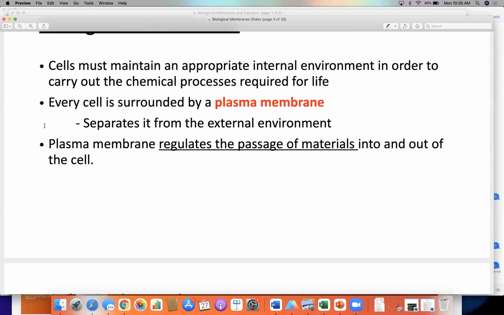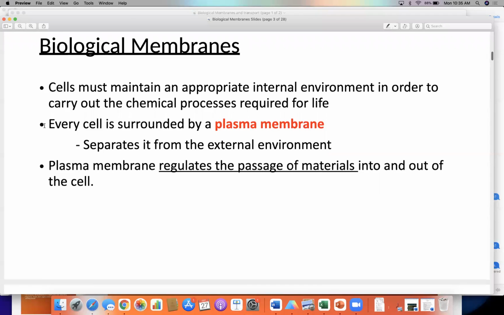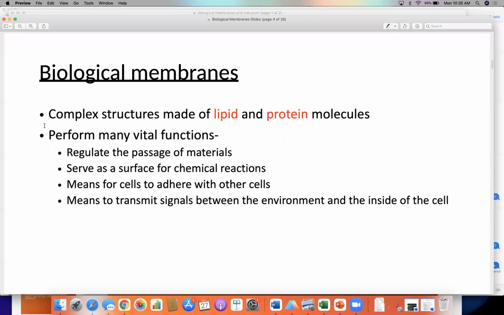So we're saying here that the cell must maintain, okay, we talked about that already. All right, so biological membranes. Let's look at the composition, the makeup. That term composition is referring to the structural makeup of the cell membrane. Biological membranes are a complex structure that's made mostly of lipids and protein molecules. Go ahead and jot that down. It's a complex structure made up of lipids and proteins.